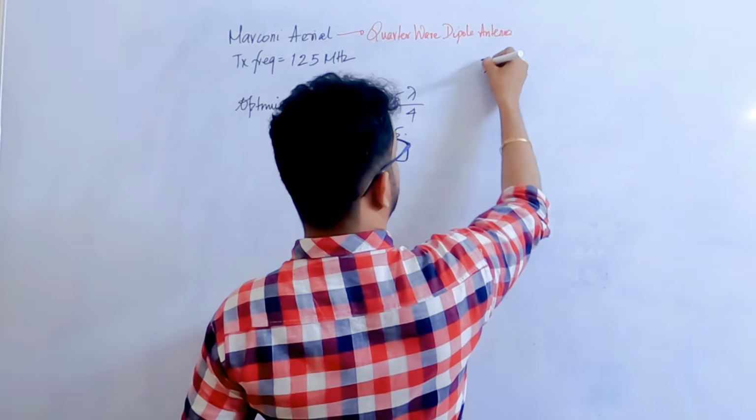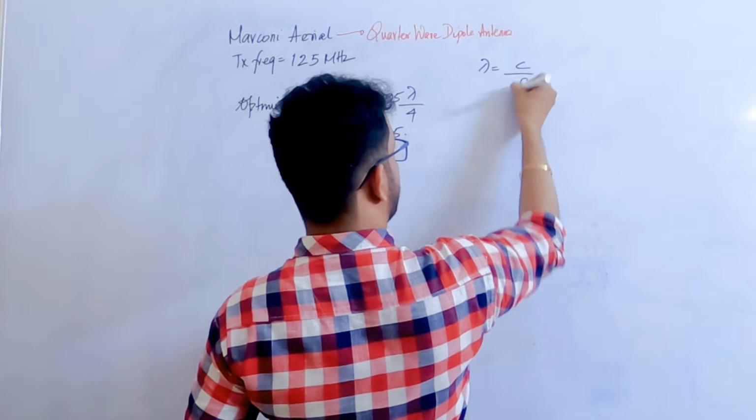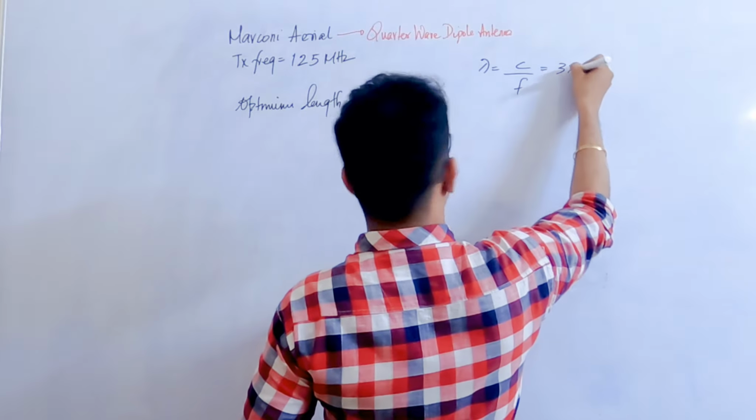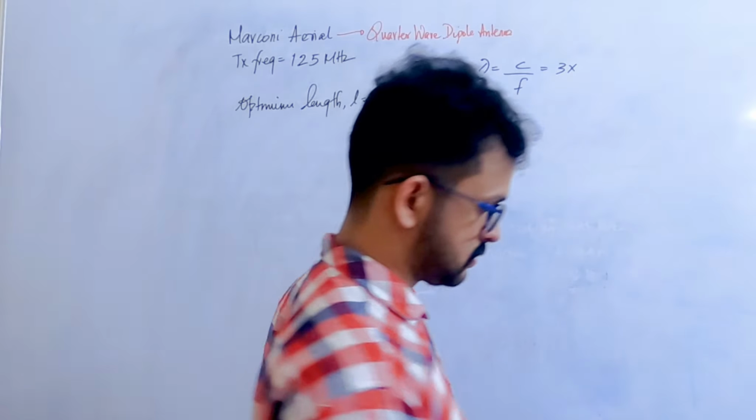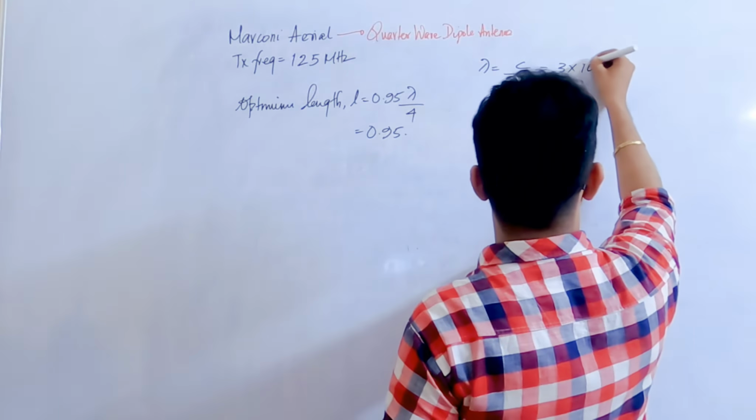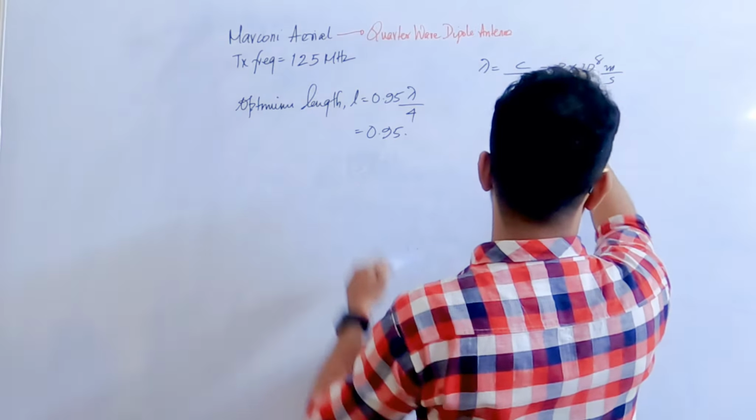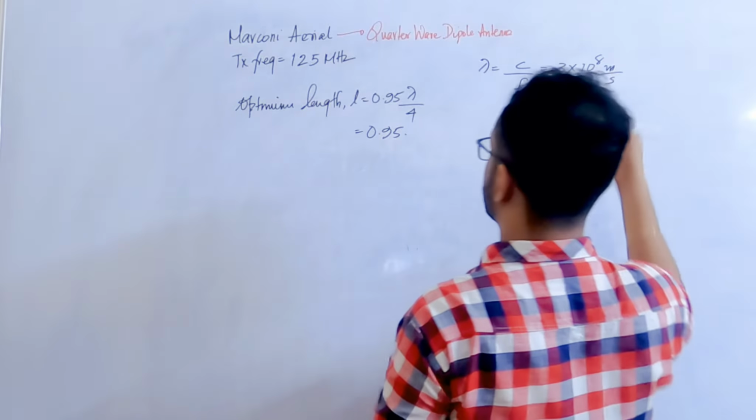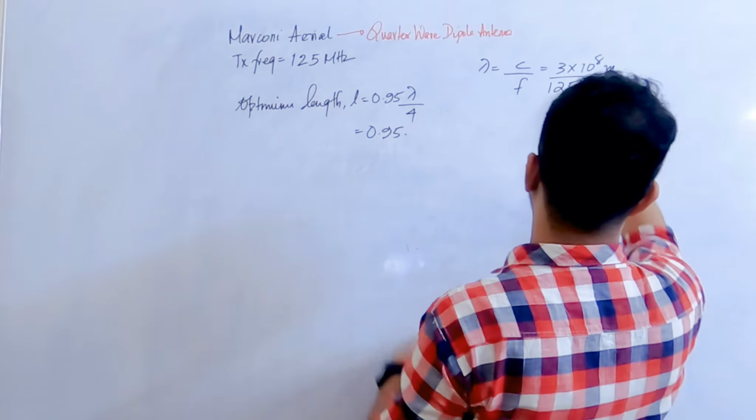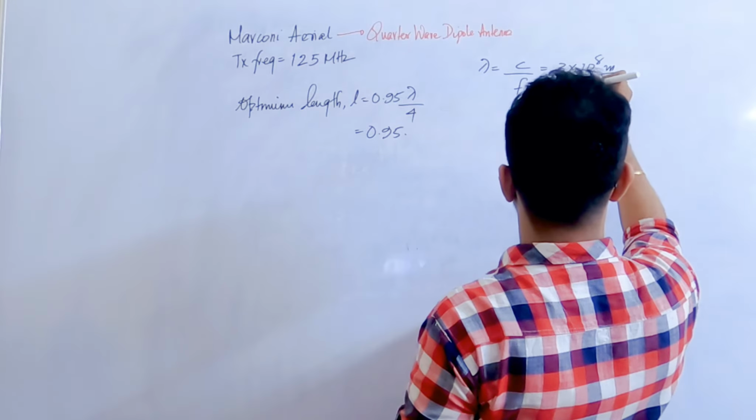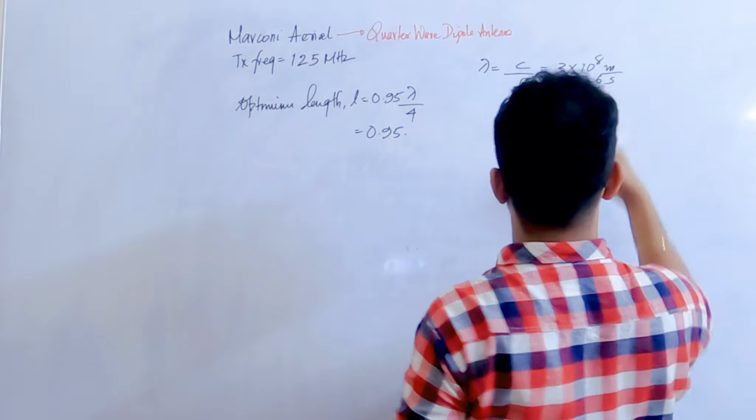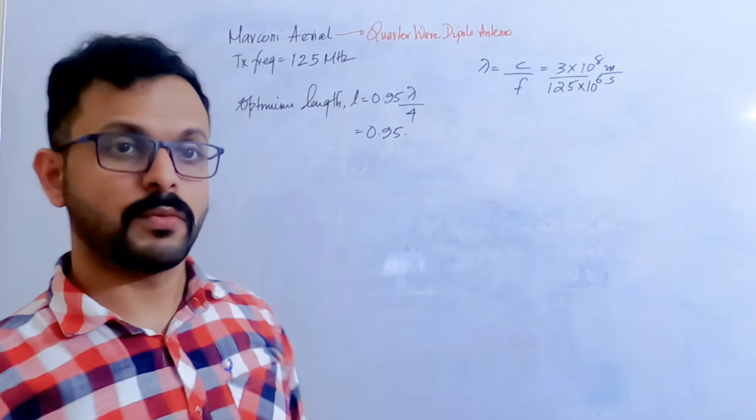Let's find out lambda here from the basic equation, C divided by F, which is 3 into 10 to the power 8. Now remember, it's meters per second here. What is F? 125 megahertz, which is 10 to the power 6. What frequency band is that, 125 megahertz?